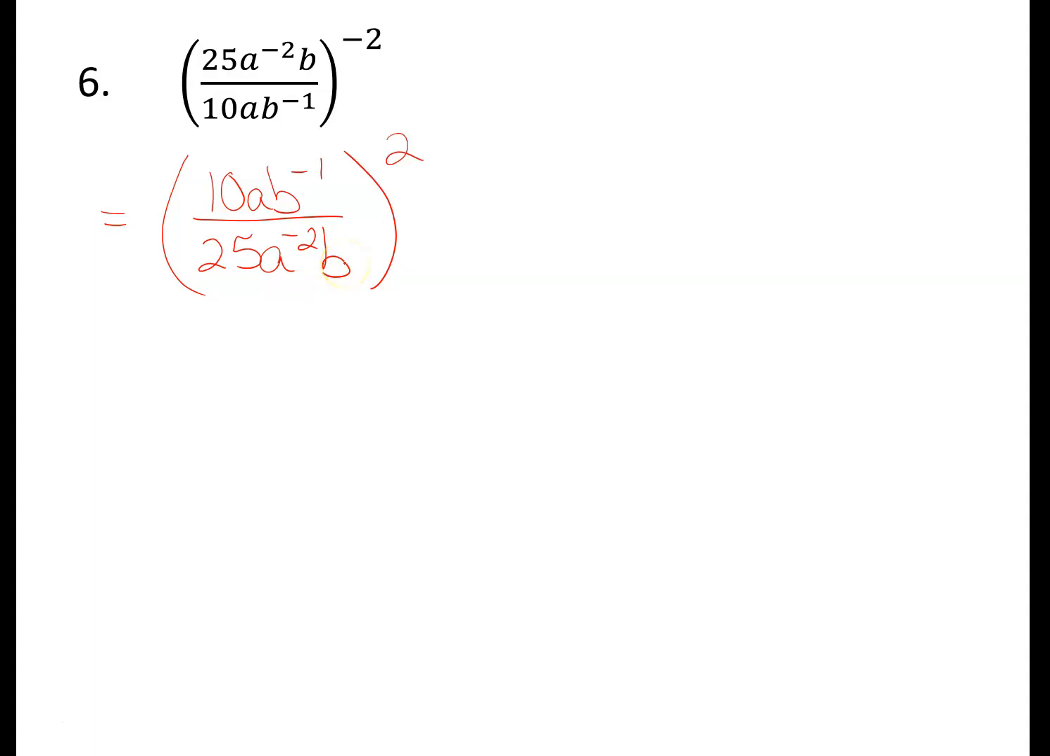Now we're ready to work on simplifying the inside. So the 10 over 25, we're going to simplify that fraction. We can divide 10 by 5 is 2, and 25 by 5 is 5. Now let's look at the variables. So I've got an a on top, and it's got a positive 1, so I'm going to leave that a. But this one has a negative, so it needs to move to the top. So I'm going to put it next to my other a that's already there.